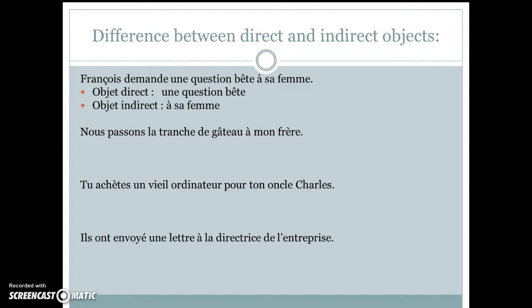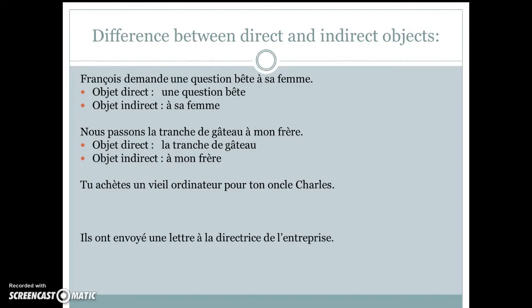We'll continue on a little bit faster. Nous passons la tranche de gâteau à mon frère. What is being passed? It is la tranche de gâteau. Now to whom is it being passed? That is à mon frère. So that shows us the direct and indirect objects. For this third example, tu achètes un vieil ordinateur pour ton oncle Charles.